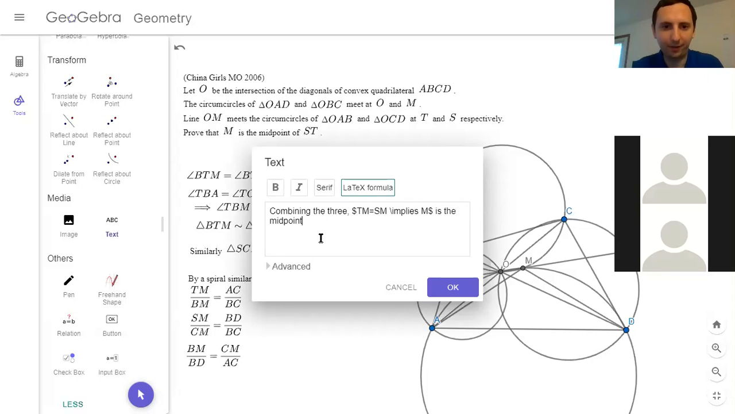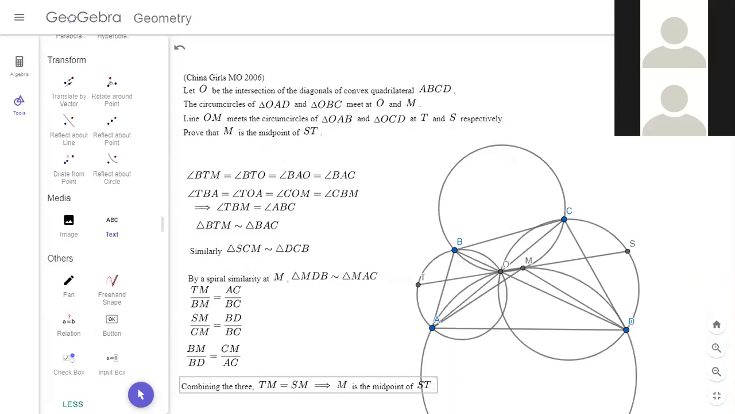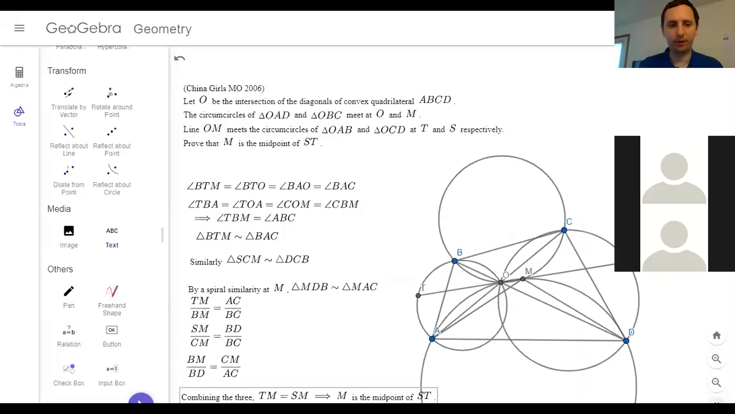Very nice. That's an awesome solution. All right. So M is the midpoint of ST. Thanks everyone for your help on this. That was a nice solution. So I'm going to move on to the next one.